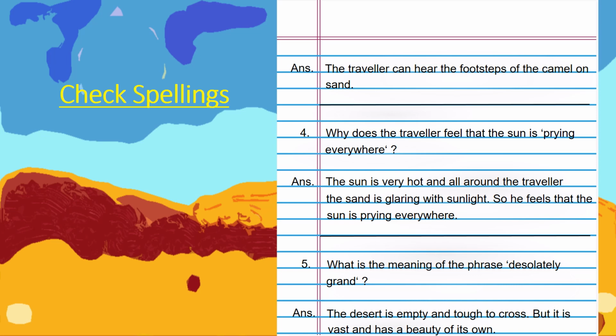Write slowly and carefully. Check your spellings. Your spellings need to be correct so that you learn the correct spelling for your exams. Write carefully. Question number 5. What is the meaning of the phrase desolately grand? The desert is empty and tough to cross, but it is vast and has a beauty of its own.